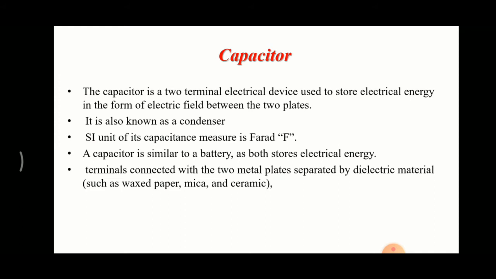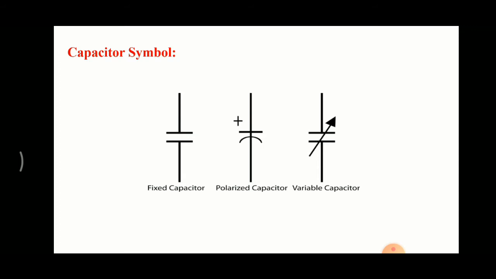Capacitor construction is like two metal plates separated by a dielectric material. Paper, mica, and ceramic are examples of dielectric material, which means non-conductive materials. These are the symbols for a capacitor.